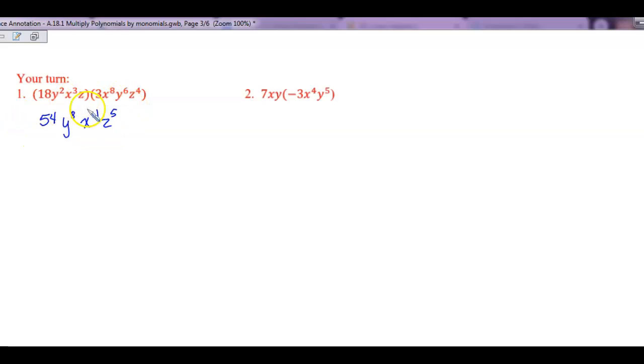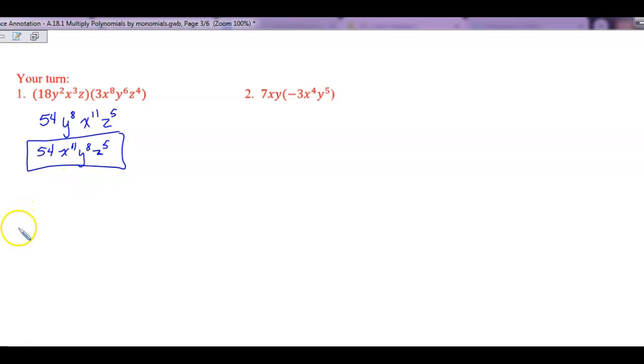When I write these, I like to make them in descending order. So I would actually rewrite this as 54x to the 11th power times y to the 8th power times z to the 5th power. Really doesn't matter, both are correct, but I like to do them in descending order.